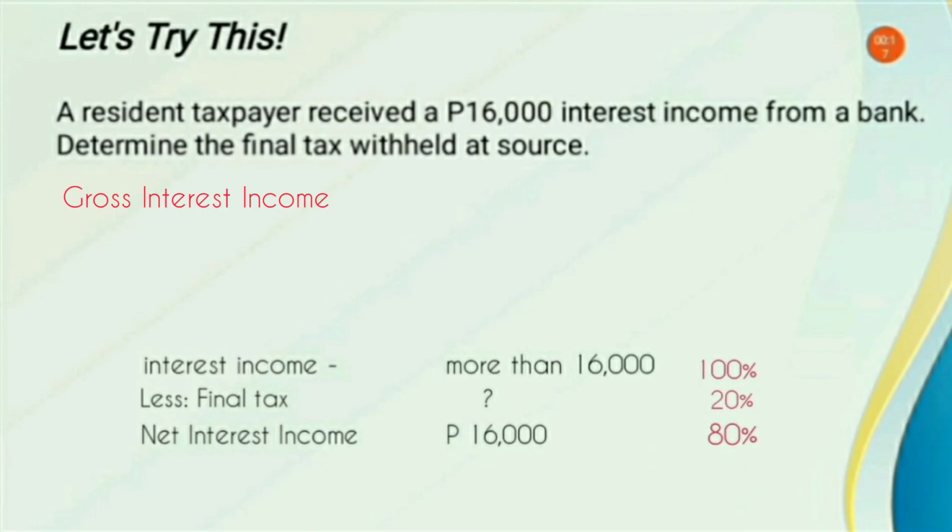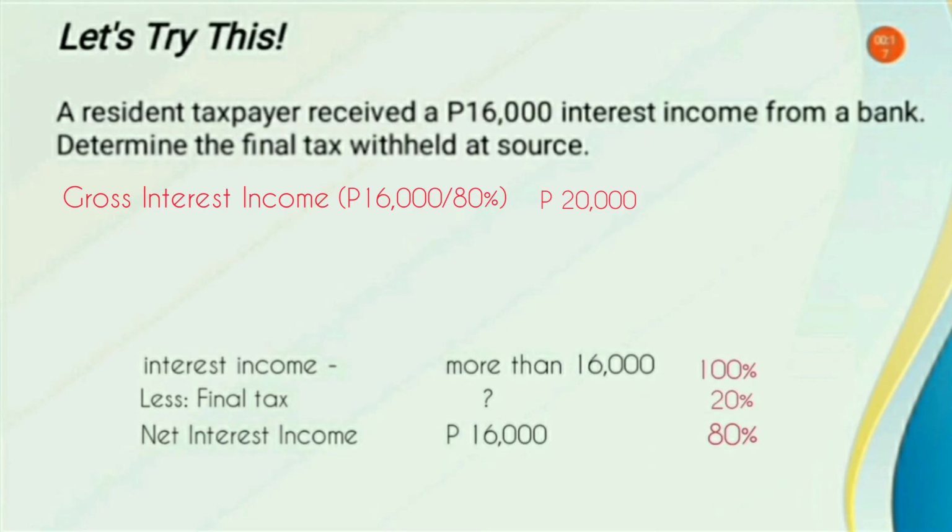So, how to do it? Kailangan lang nating i-divide yung net interest income na 16,000 by its corresponding ratio, which is 80%. So, 16,000 pesos divided by 80%, that will give us the answer of 20,000 pesos. So, ito yung gross interest income or yung total interest income. And then from that, we can now compute the final tax withheld by the bank.